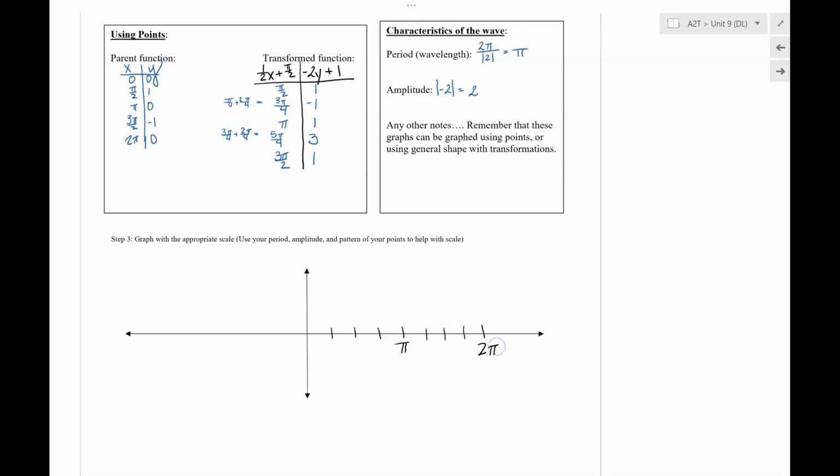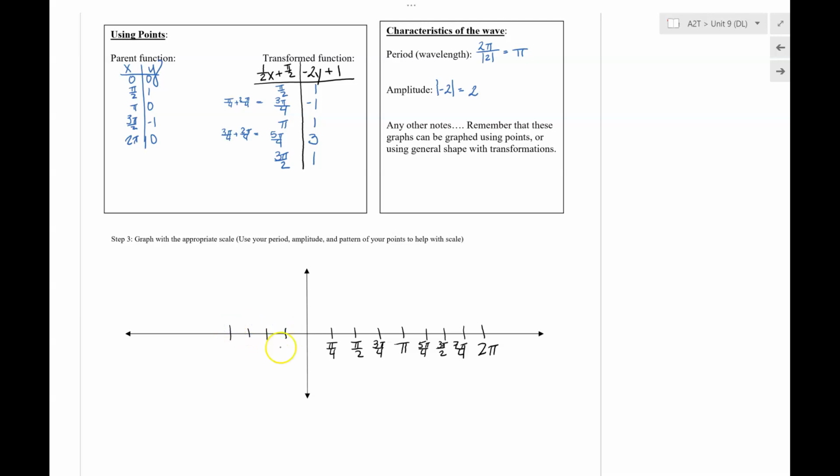and then 2 pi. Well, pardon me, in between 0 and pi, if I take pi and cut it in half, I get pi over 2. If I take pi over 2 and cut it in half, I get pi over 4. So every tick mark is going to increase by pi over 4 radians. So pi over 4, 2 pi over 4, 3 pi over 4, pi, or 4 pi over 4, 5 pi over 4, 6 pi over 4, 7 pi over 4. And you'll notice that we see some of those in our transformed function chart, which is really nice.